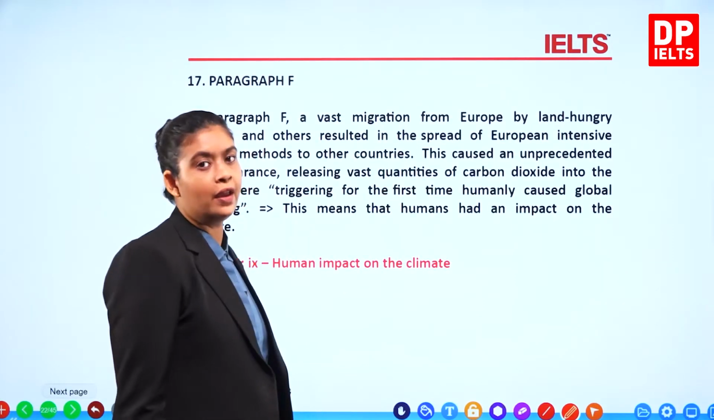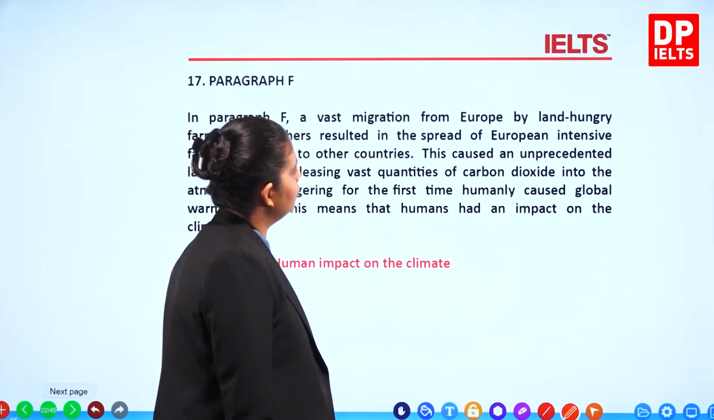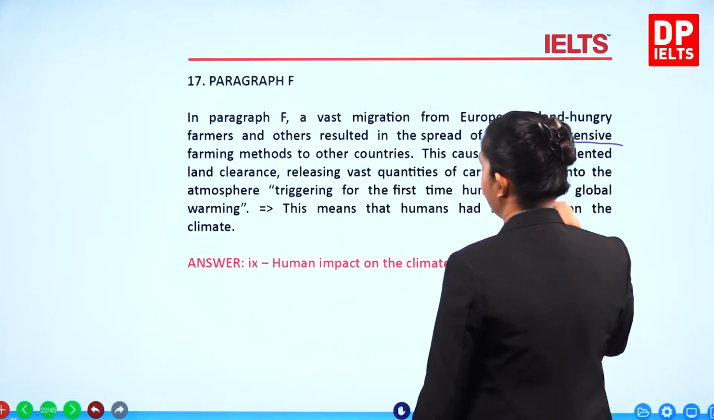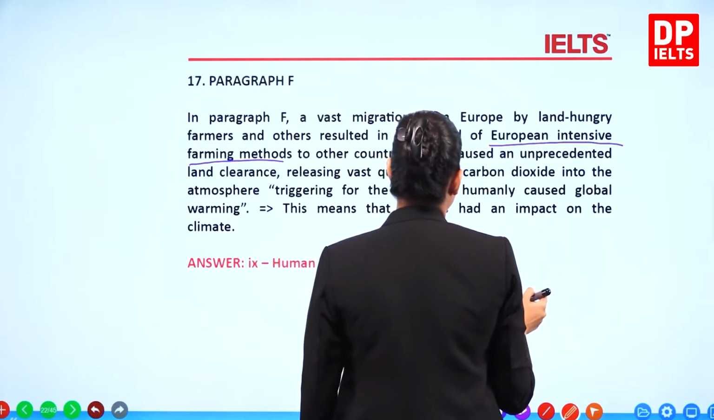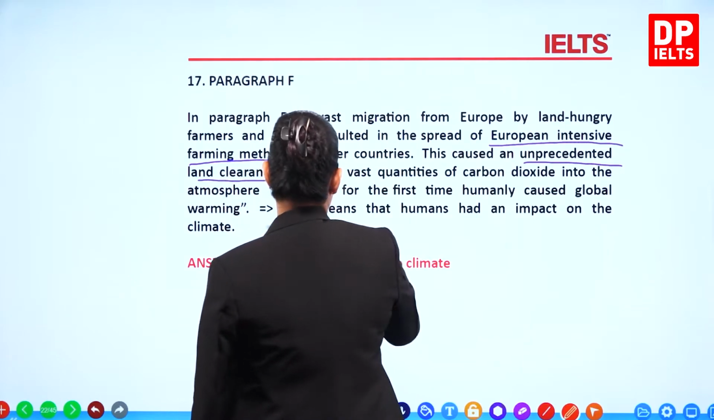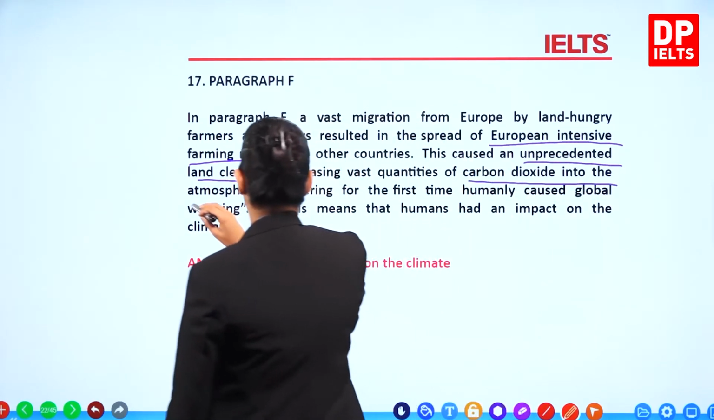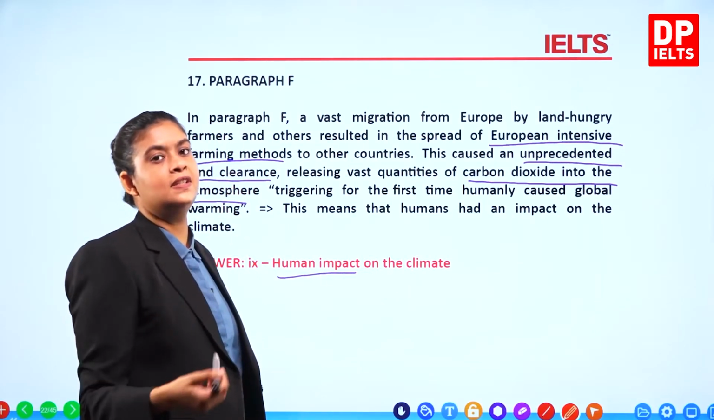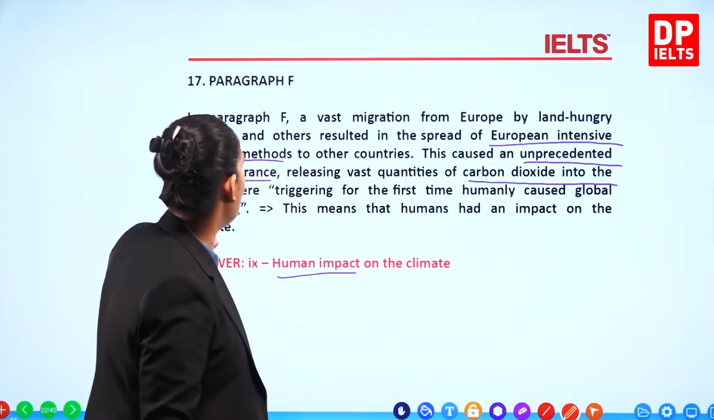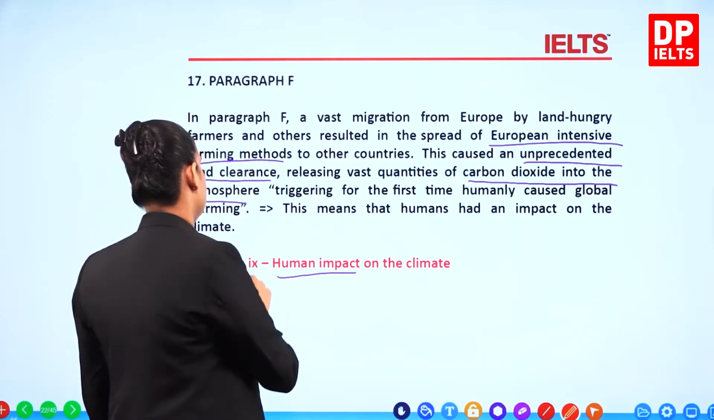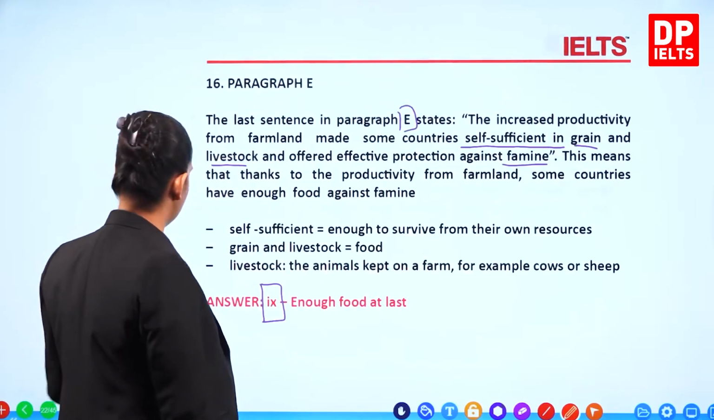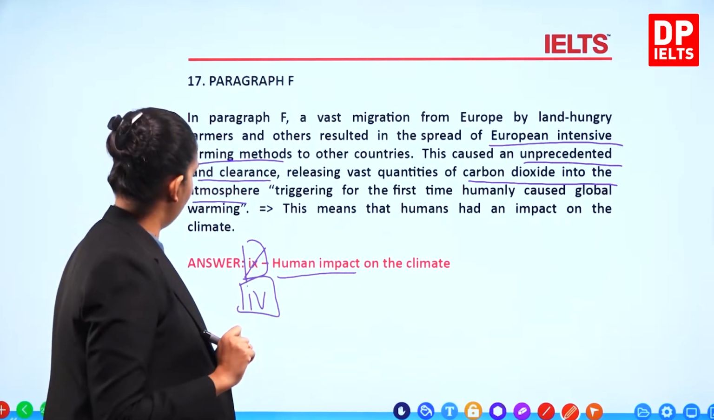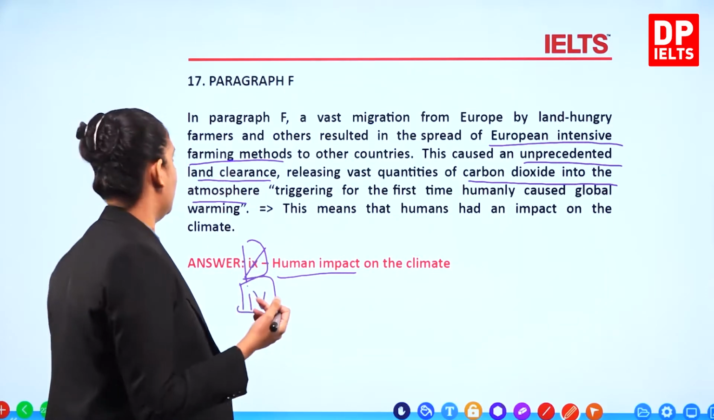Question number 17, which is paragraph F, right? A vast migration from Europe by land-hungry farmers and others resulted in the spread of European intensive farming methods to other countries. This caused an unprecedented land clearance, releasing vast quantities of carbon dioxide into the atmosphere, triggering for the first time humanly caused global warming, okay? So it was a human impact on the climate. So the answer would be 9. One minute, I think this one is not 9. It should actually be 4, guys, right? Sorry about that. Okay, the answer should be 4. You've already got the answers right at the start, okay, so don't worry.